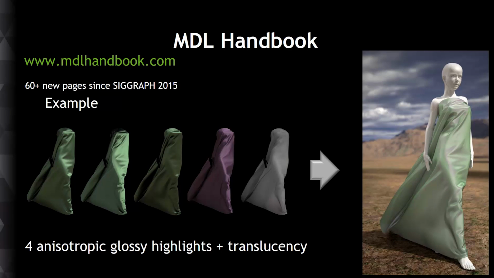Of course, you can get further. If anybody is interested in knowing more about how this actually works, we are working on teaching material for how to create complex materials in MDL. You can find that at mdlhandbook.com. One of the examples we have there is this silk material, which combines 4 glossy lobes with different anisotropy directions to mimic some of the behaviors of silk, with different colored threads together to get the final look.